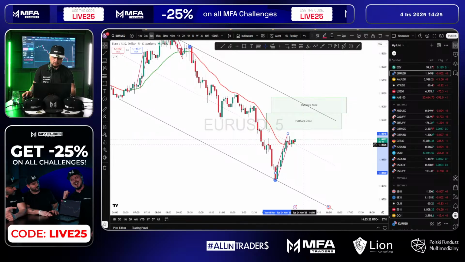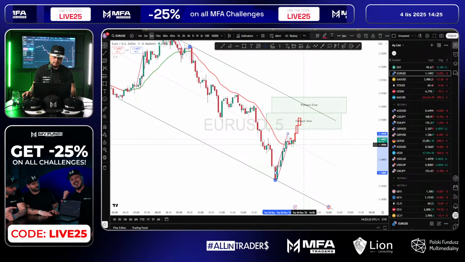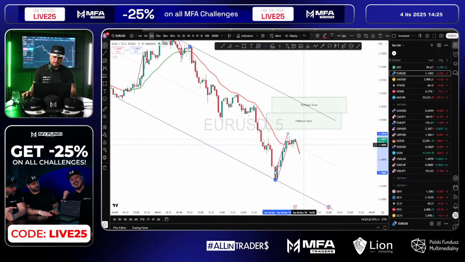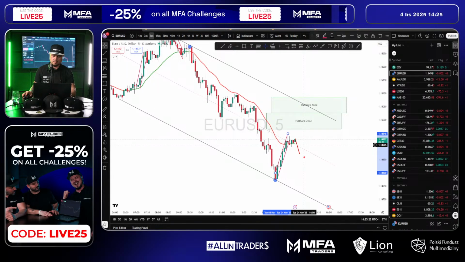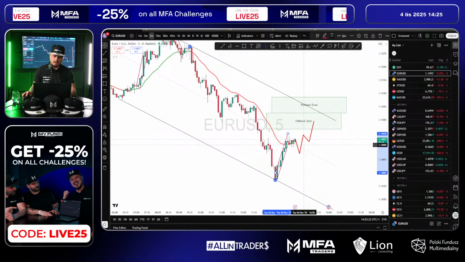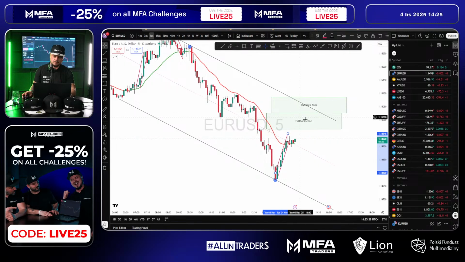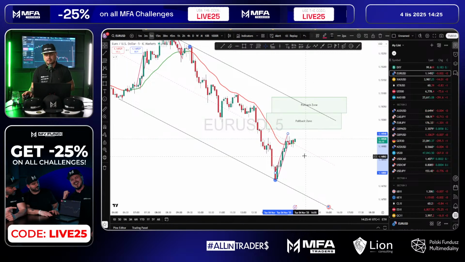Okay, we got breakout over here. If the price will go higher, that's fine. It will be confirmed. Okay, it would be better if they go a little bit lower, then we're gonna go up. This area right here. So why is this area interesting?